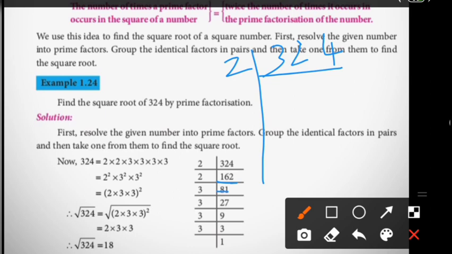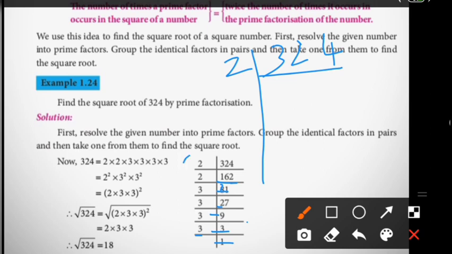81 is not in the 2 table. Shall we move to the 3 table? Right, 3 table. 2 3s are 6. Remainder 21 means 7 times. 7 3s are 21. Again, 27 is in the 3 table. 9 3s are 27, 9 times. Again, 9 is also in the 3 table. 3 3s are 9. Again, 3 in the 3 table, yes, that is 1 time.